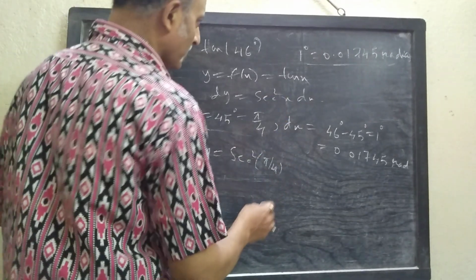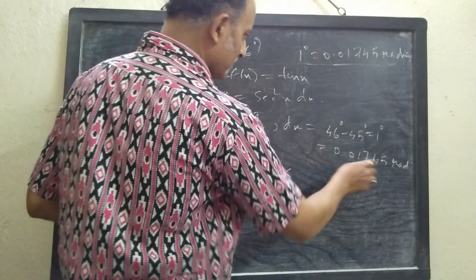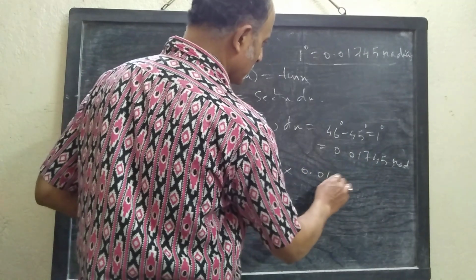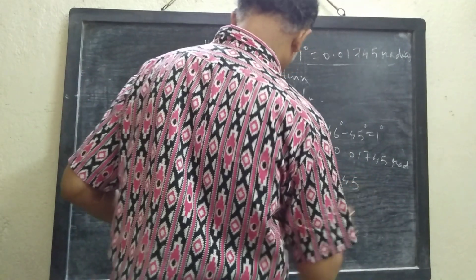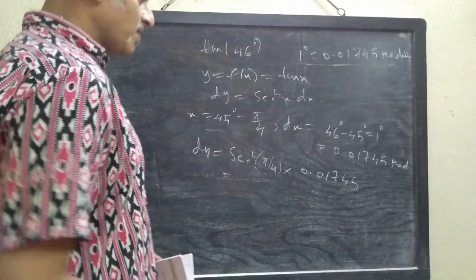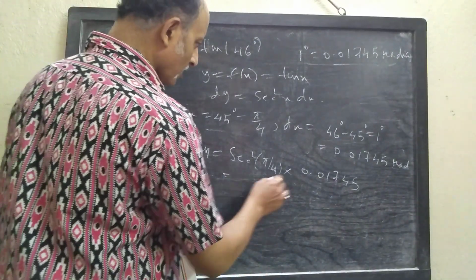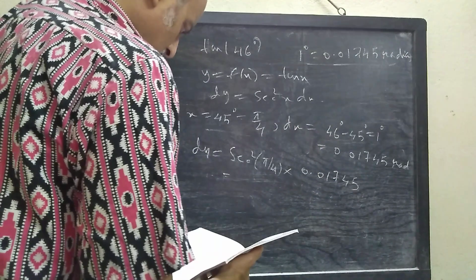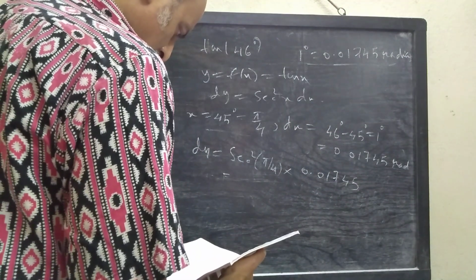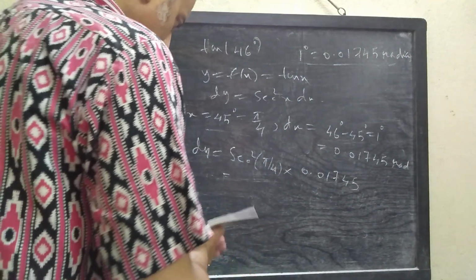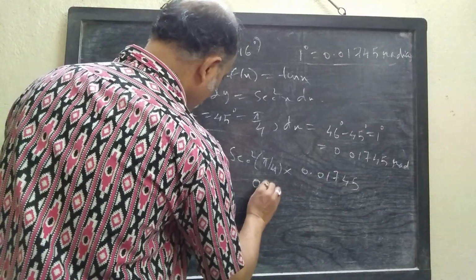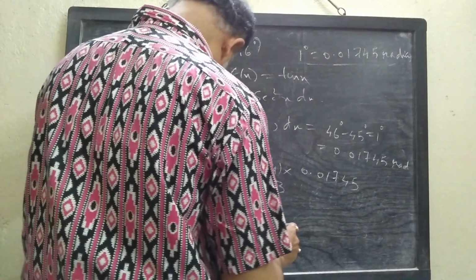Now dy will be sec square pi by 4, because you have to put value of x pi by 4 here, into dx. Dx is this 0.01745. So you know sec square pi by 4 is 2. So 2 into this, this value will be 0.0349.